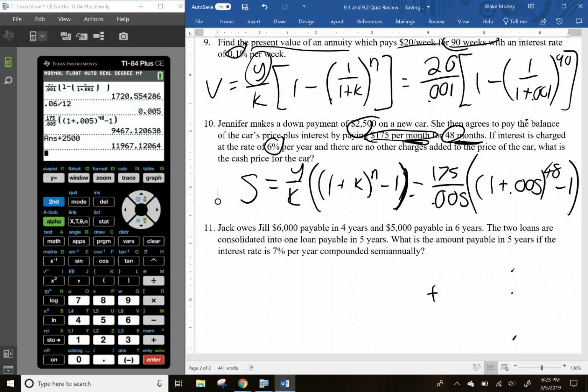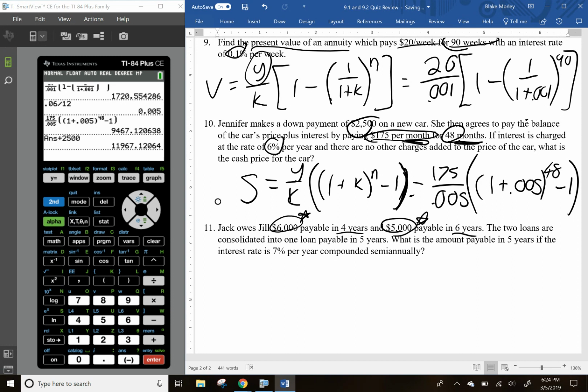All right, and then one more question. So the last one, there are 2 debts that we owe. We owe $6,000 in 4 years, and we owe $5,000 in 6 years. All right, but we want to consolidate these loans into just one loan. Instead of owing 2 different bills, we'll just have one bill.